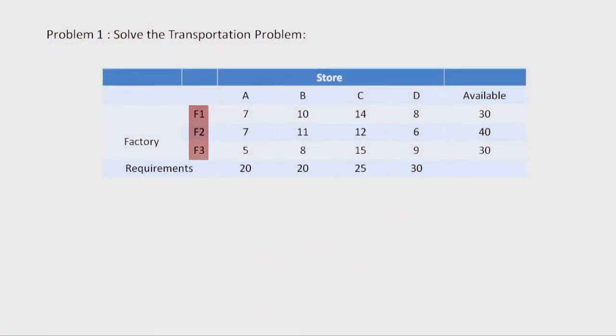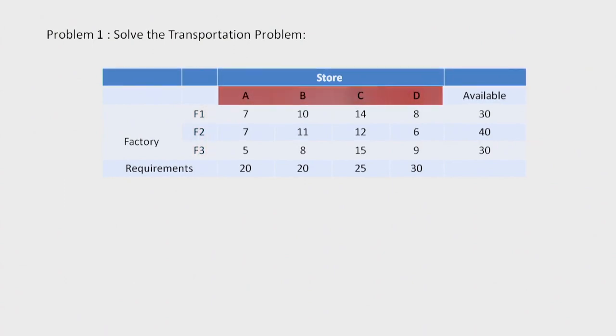Dear students, in this video session we shall see how to solve an unbalanced transportation problem. Now consider the transportation problem in which there are three factories F1, F2 and F3 from which the items can be transported to the various stores A, B, C and D.